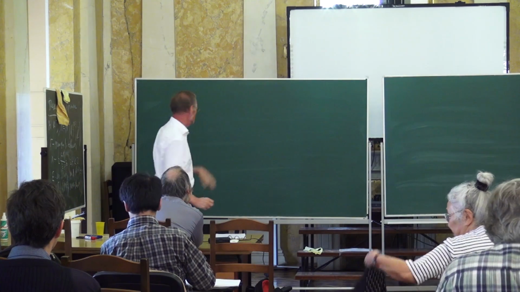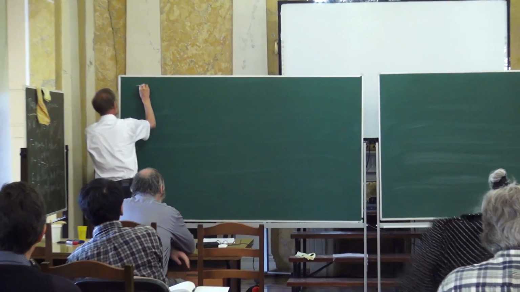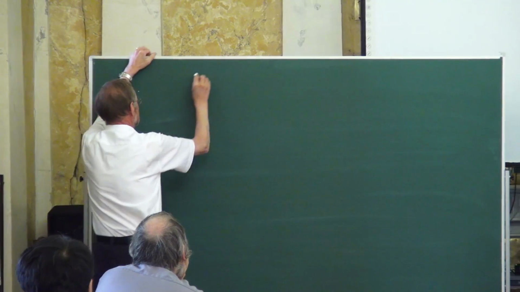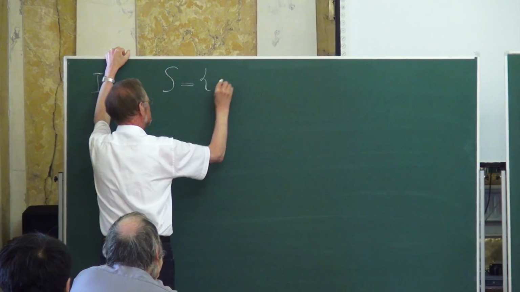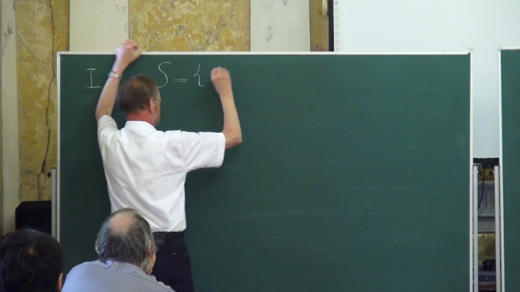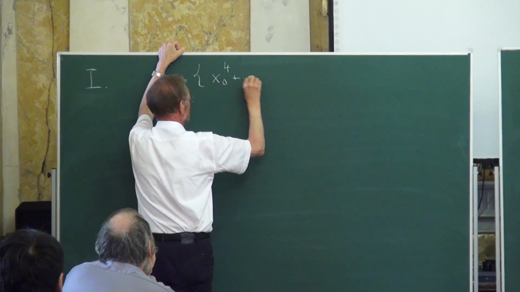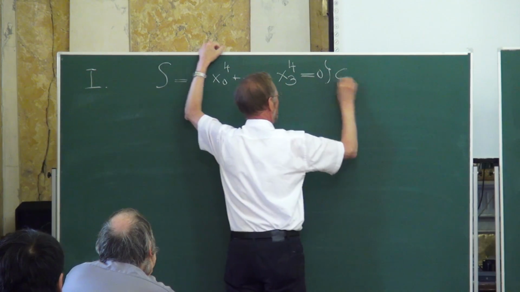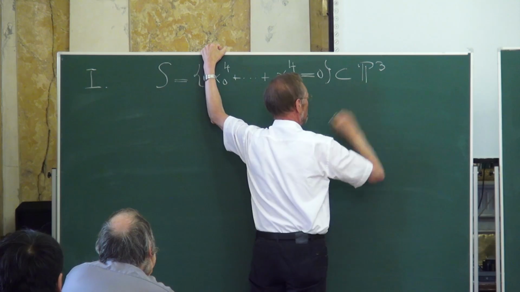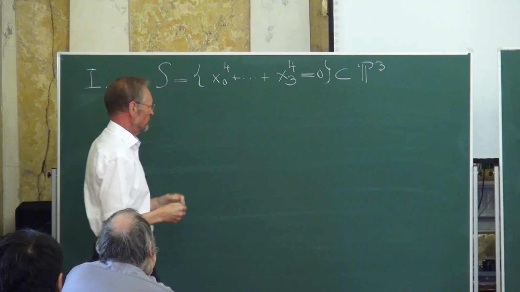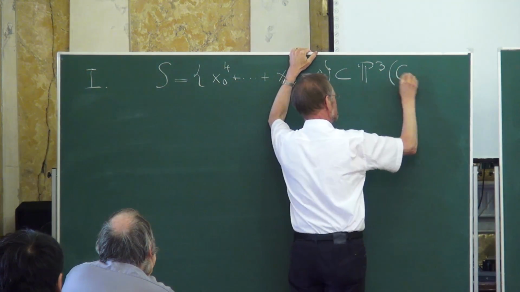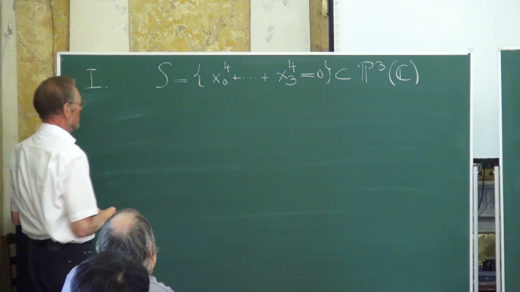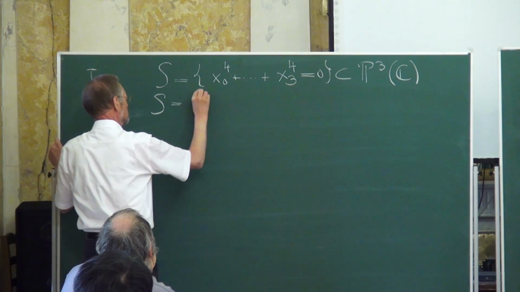Okay, so K3 surfaces and friends. I should first say what K3 surfaces are. Let me just start with one example, and let us take the Fermat equation and think of that as a hypersurface in complex projective space, and that is an example of a K3 surface. We can make it slightly more general.